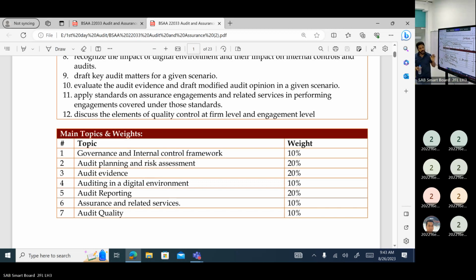Based on the level of assurance, we can divide into high-level assurance or low-level assurance. What does it mean to you? Here we discuss assurance. Now we are discussing high-level assurance and low-level assurance.